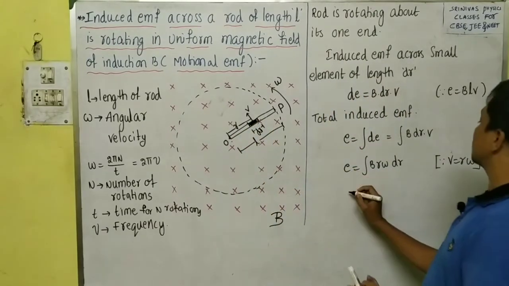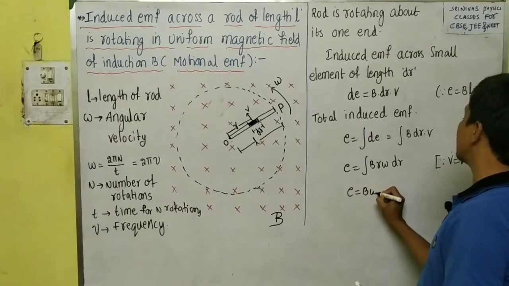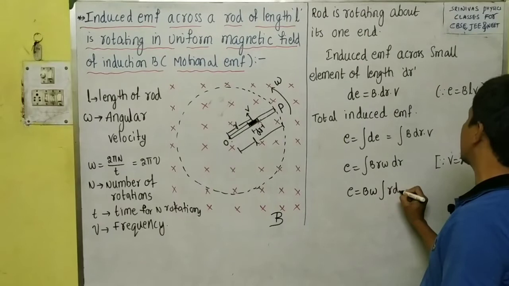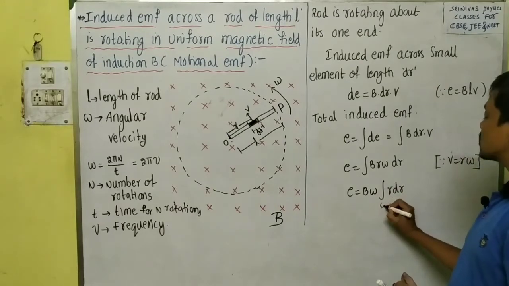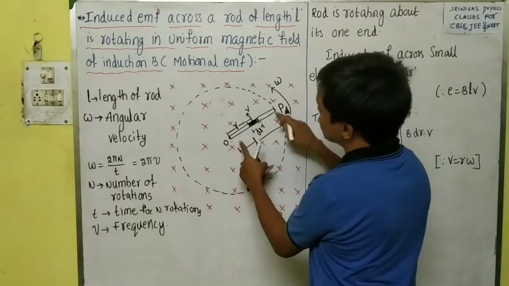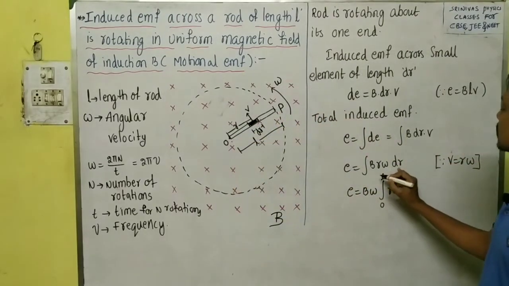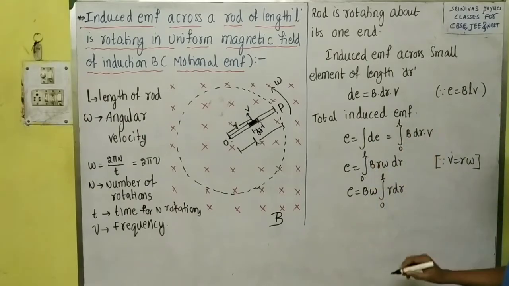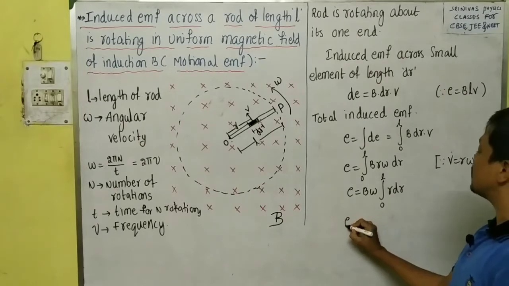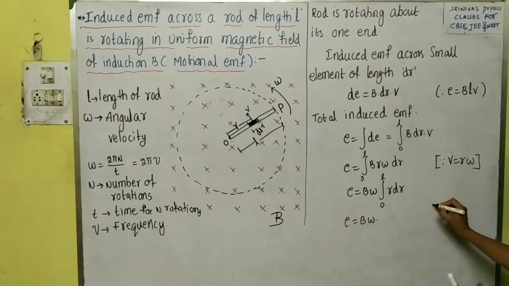Okay, right. Then we write here induced EMF as B omega into integration r dr. But we have to write the limit set here. The r value, the lowest value of the radius is 0, the highest value is L. We write the integration from 0 to L, right? And here E is equal to B omega into integration r dr, which is what?